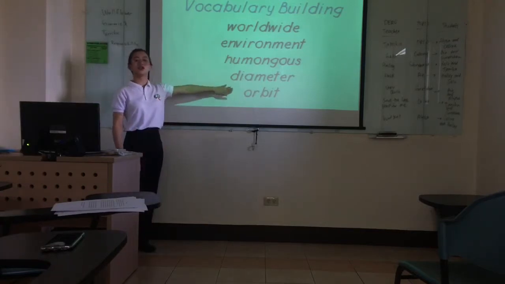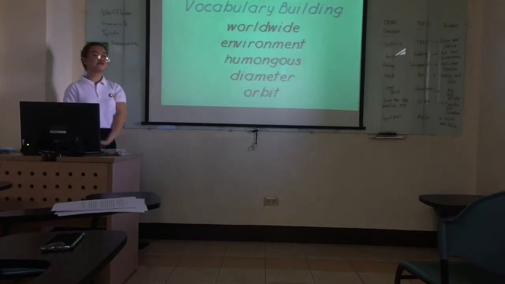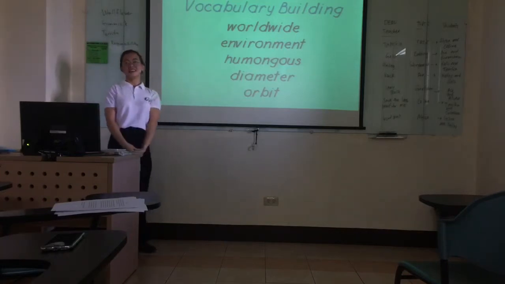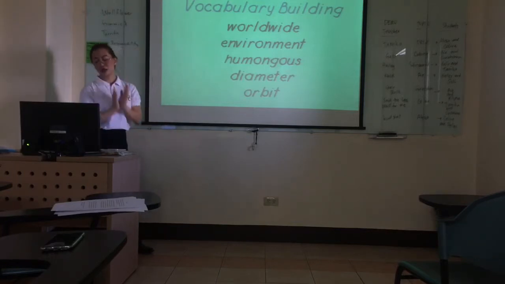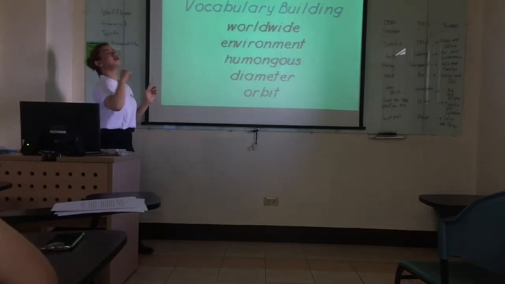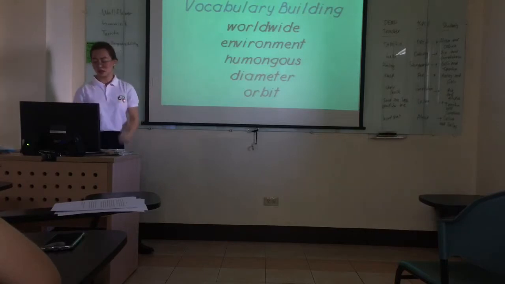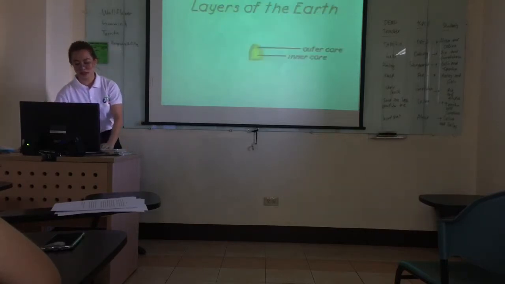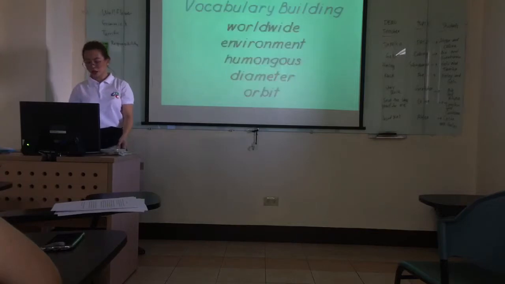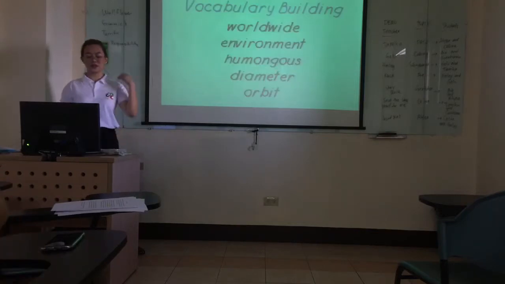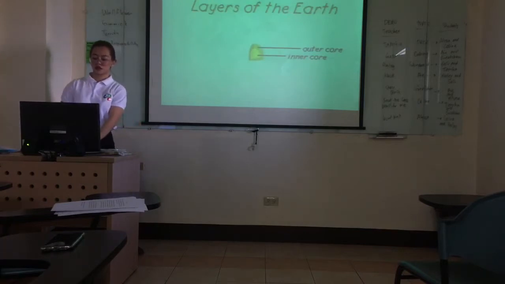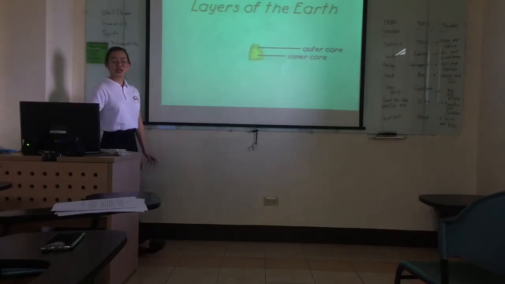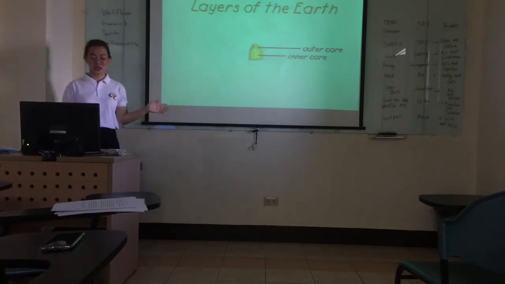And last is orbit. Tamika, can you give me the meaning of orbit? Thank you. It is to revolve in an orbit around, or it is revolving around an object. So for our discussion, I will briefly discuss the layers of the Earth. We all know that Earth is composed of different layers.